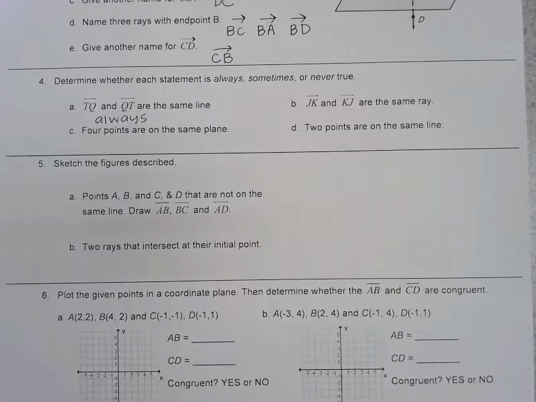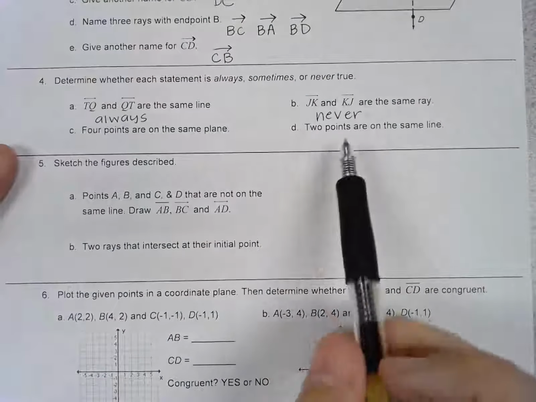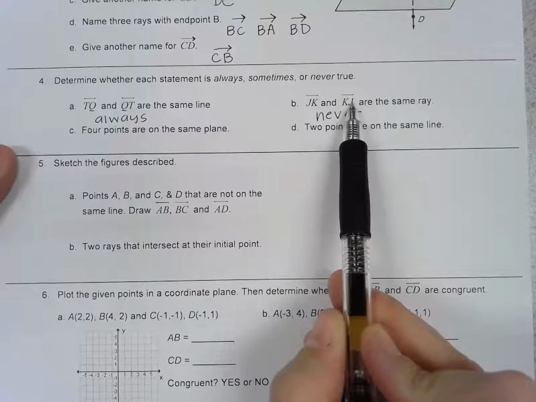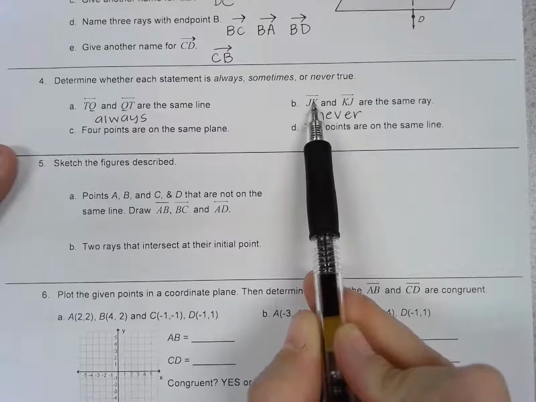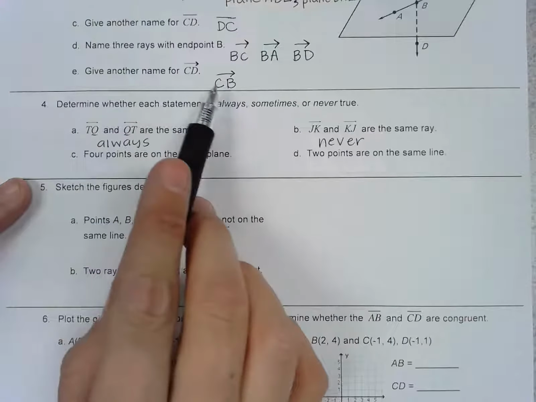The next one says that if you have a ray that starts at J and goes to K, but then you have a ray that starts at K and goes to J, and they want to know, are those the same ray? That one's actually a never question. It wouldn't be possible for rays to start at different places and go through the other letter and still be the same ray. That's different than this question was up here.